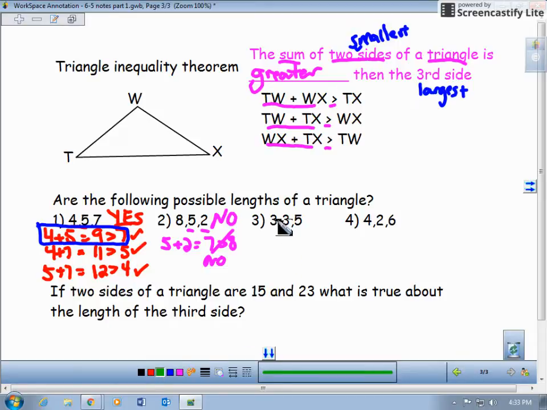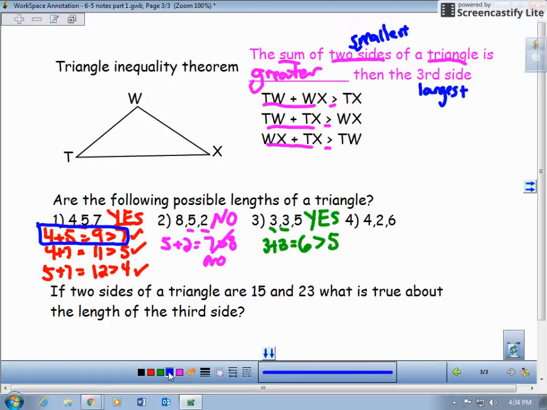Now let's look at the next one. The two smallest sides here are 3 and 3. So 3 plus 3 is 6. Is 6 greater than 5? The answer is absolutely yes here. So in this case, yes, those are possible lengths of a triangle.